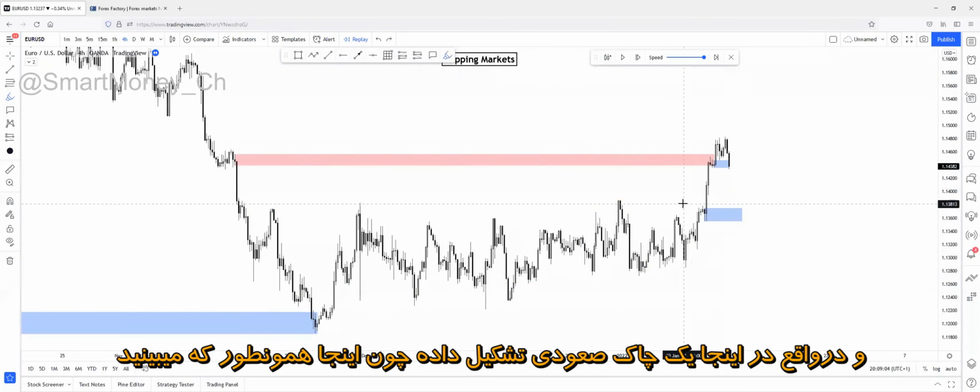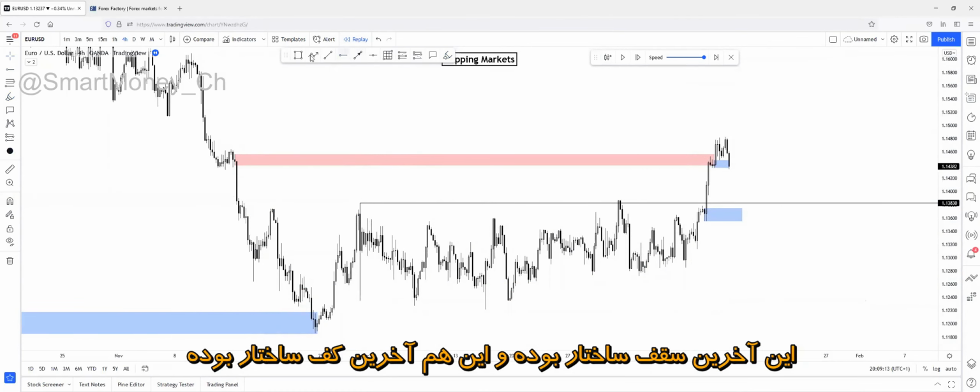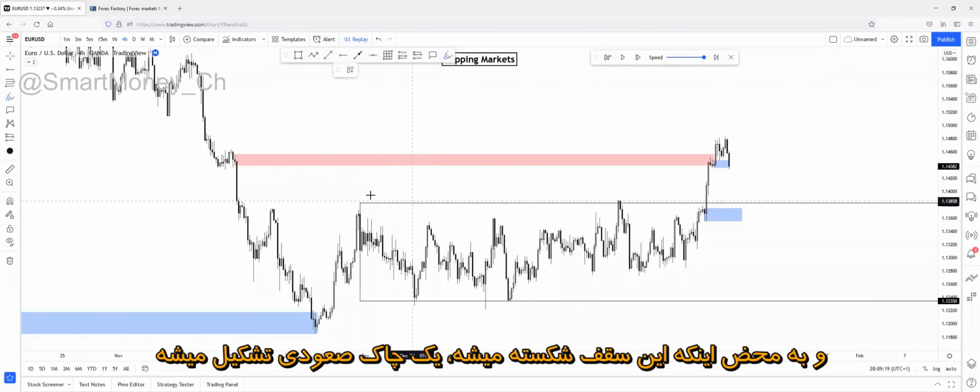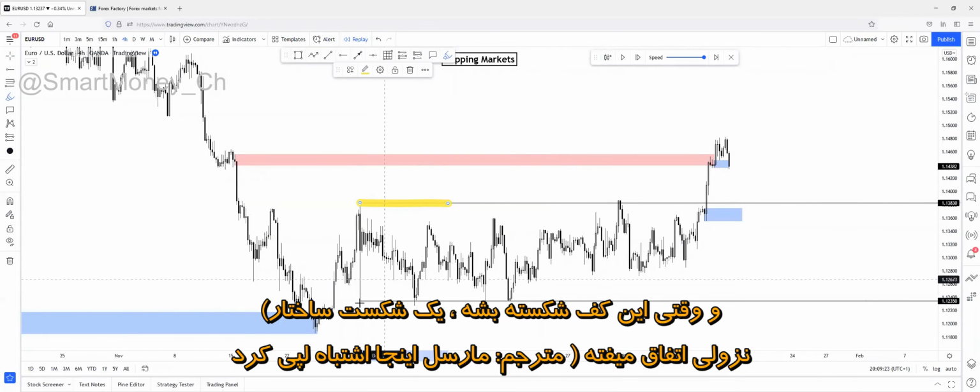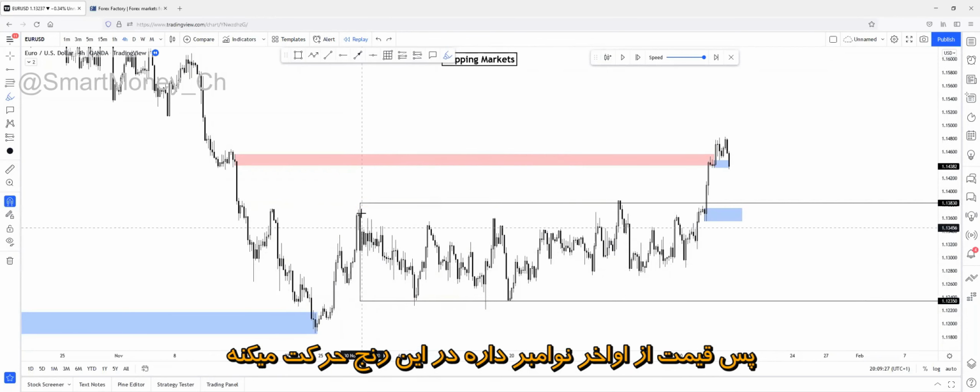It actually changed character to the upside here at this tap point, because this tap, let me just point it out. As you can see, this was the last structural high point in this range, and this was the last structural low point in this range. And as soon as this high point breaks, that will be a change of character to the upside. As soon as this low breaks, that will be a break of structure to the upside. So price was moving in this range since the end of November. This is just a range.